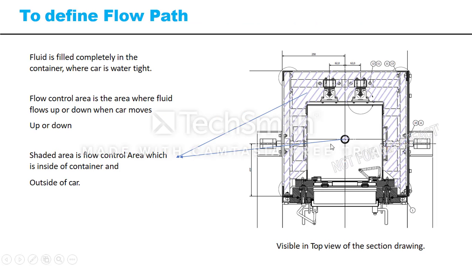And this is the flow path as defined. This is the top view of the product. The shaded area is the flow control area, and we can control the velocity of the car by controlling the flow at these areas.